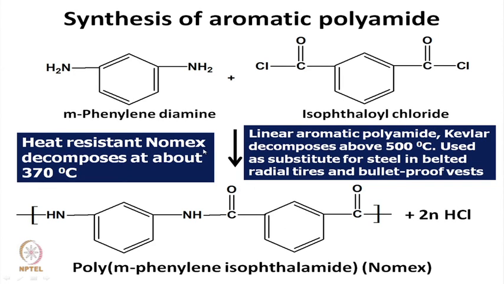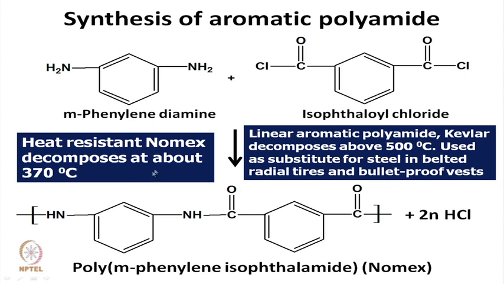Now, these are aromatic polyamides, say Nomex is synthesized by reacting metaphenylene diamine. This is the formula of metaphenylene diamine, this is the formula of isophthaloyl chloride. So, they react to form this polymetaphenylene isophthalamide, or Nomex. This is the structure or formula of Nomex.